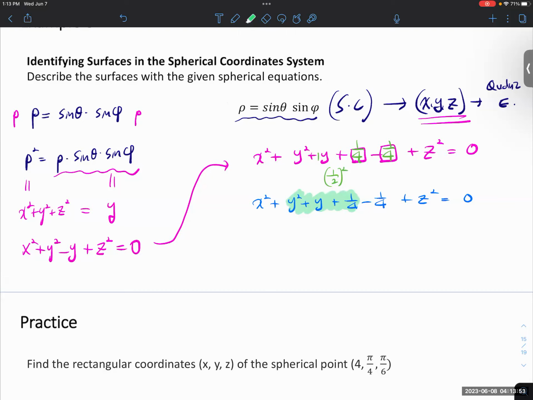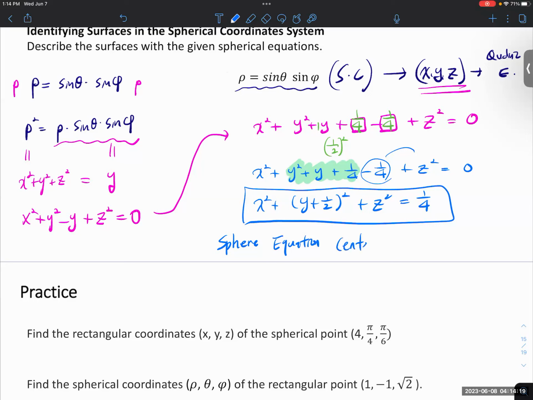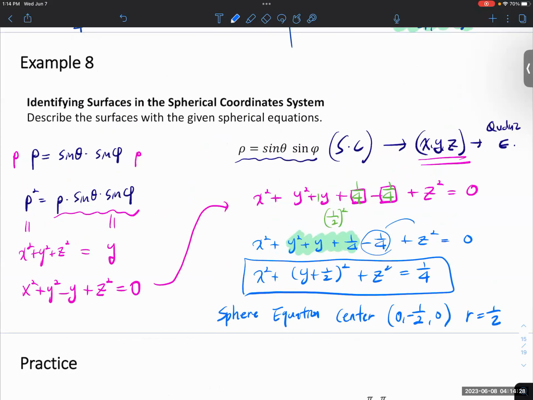Now what? This is the binomial factor: x squared plus (y minus 1/2) squared. And then we have a z squared. I'm going to move this one to the other side, 1/4. Are you okay with that? So what is this equation? This is your rectangular equation. This is a sphere, right? Center at (0, 1/2, 0), radius is 1/2. So you can find out the corresponding quadratic equation. That's it. Okay? So you can do this type of question.